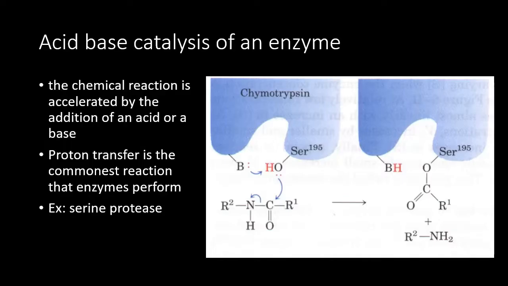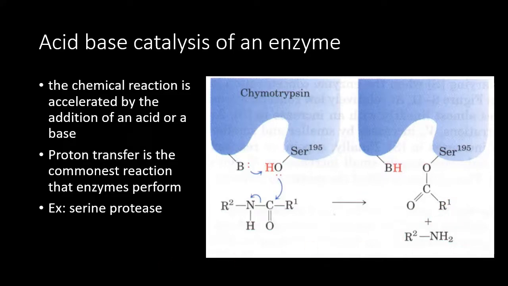Acid-base catalysis of an enzyme. The chemical reaction is accelerated by the addition of an acid or the addition of a base. Proton transfer is the most common reaction that the enzyme performs. An example here is the serine protease. So the proton is now transferred to this element. So H is transferred to B, therefore it changes the configuration and releases the product.